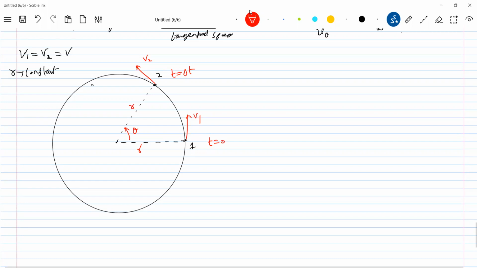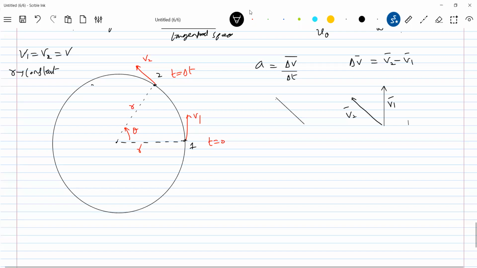And according to the basic definition of kinematics, how do you define acceleration? Delta V bar by delta T. What is delta V bar? Delta V bar is final minus initial. We define it like this. So let's go for the vector diagram. V1 bar is like this. This is the V1 bar. What about V2 bar? V2 bar is somewhere like this. Then what do we want? V2 bar minus V1 bar.